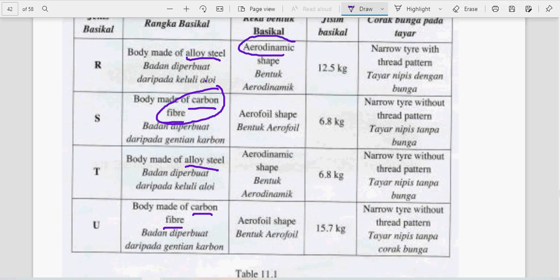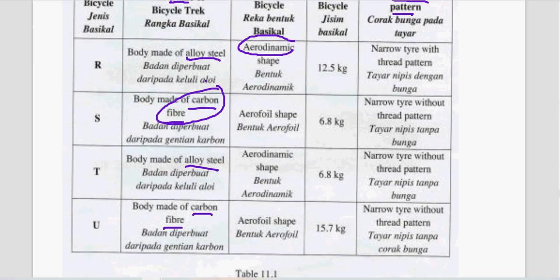Okay, aerodynamic. And then the mass of the bicycle, here they give you numbers. When they give you numbers like this, you don't choose the number. Just write smaller or greater mass. And then for the pattern, they have narrow tire. All are narrow tire, right? So it means no changes. Oh, with or without. So which one should you choose? Without. So it should be without. Okay, without.